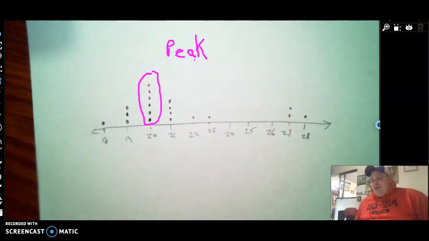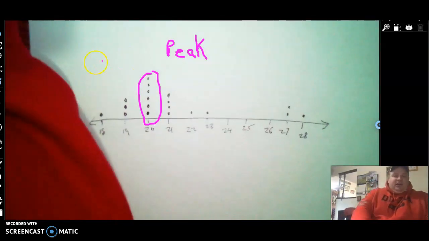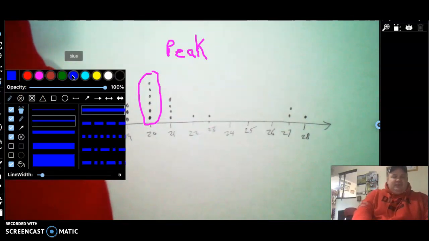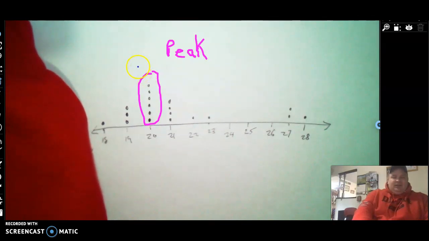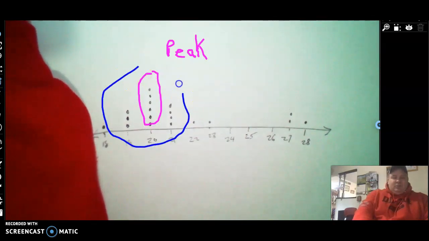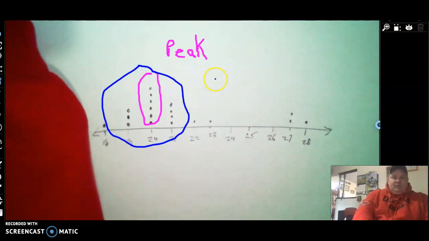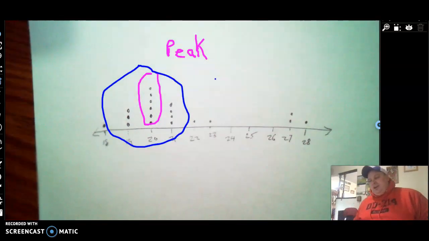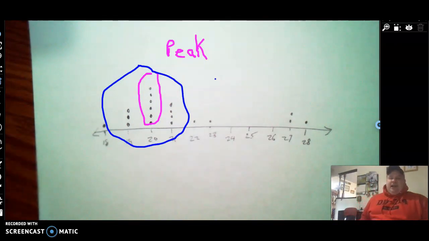Okay, next thing you have to identify is a cluster. Let me change the color on this because I can do that. I'm that cool. And this is a cluster. A cluster is a group. They're all clustered together. That makes sense. And the other thing that we're going to identify is the gap.